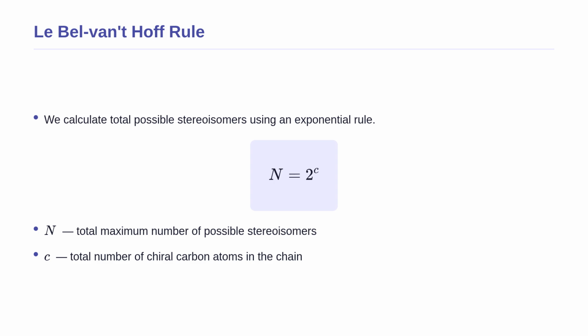The variable c represents the total number of chiral carbon atoms present in that specific sugar chain. As the number of chiral centers, c, increases, the number of possible shapes, n, grows exponentially. This means even a small sugar can have many different spatial arrangements, though usually only one is biologically active.